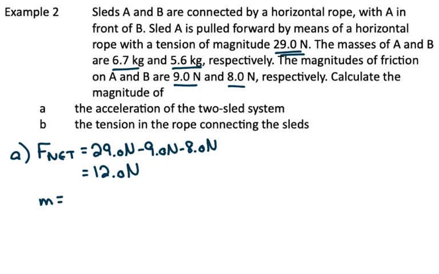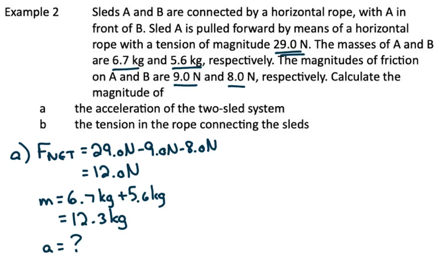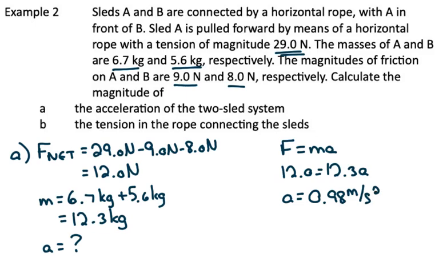The mass of the system will be the masses of the two sleds added together. So the mass will be 12.3 kgs in total. And the acceleration, we don't know. Can use F equals ma to find that. Substituting in. Dividing by 12.3, this would round to 2 sig figs. We get an acceleration of 0.98 meters per second squared.